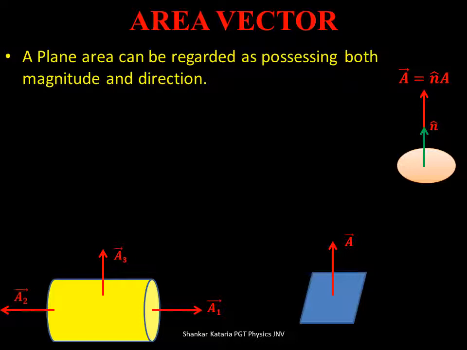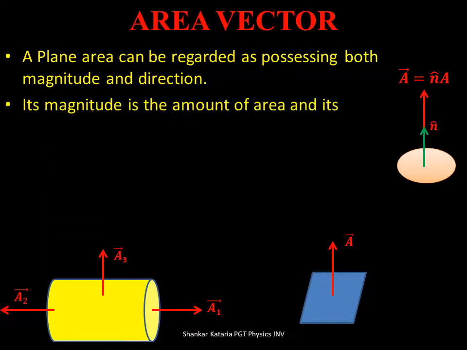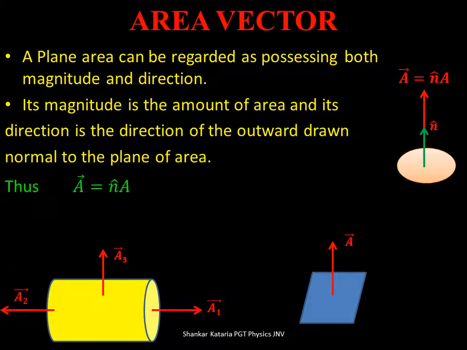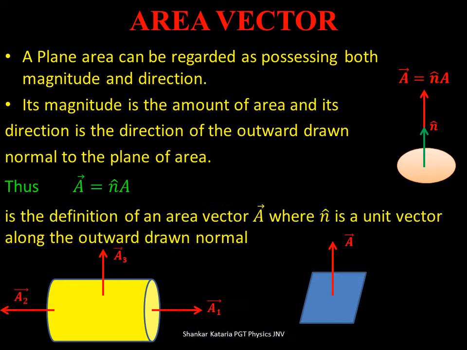Thus, a plane area can be regarded as possessing both magnitude and direction. The magnitude is the amount of area which we would calculate, and the direction is represented by an outward drawn normal to the plane. This is how we represent the area vector, and the definition of area vector is given for your reference.